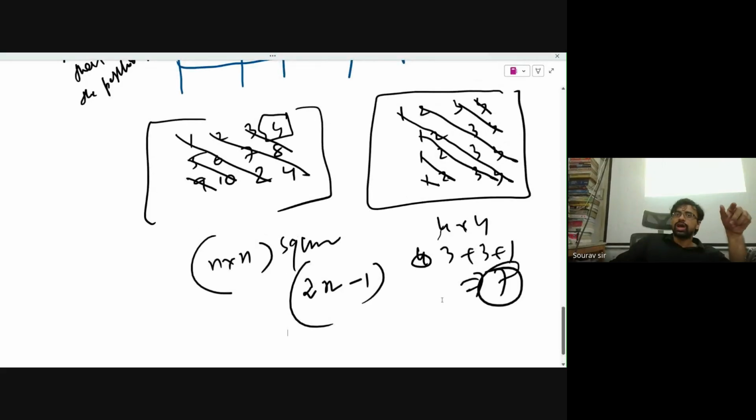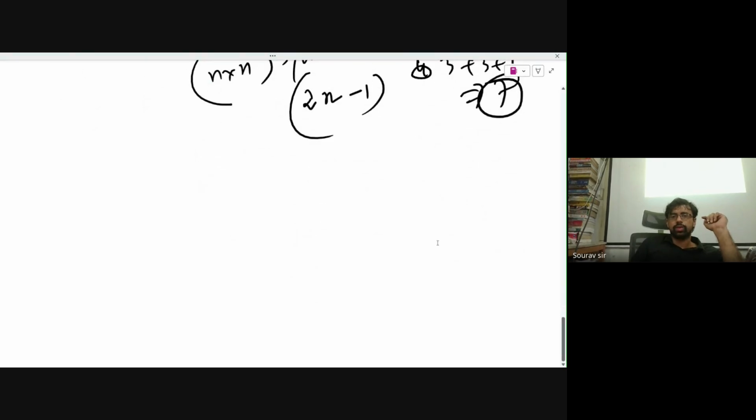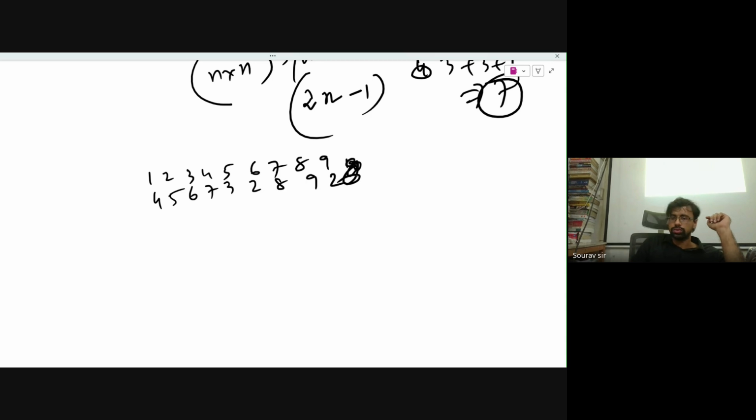But what is the name of this matrix? It's called a rectangular matrix. So even a rectangular matrix has diagonals. Okay, now, sir, you took that kind of case. What happens if I take a bigger case? Let's take 1 2 3 4 5 6 7 8 9, and 4 5 6 7 3 2 8 9 2. Now what will happen in this, sir?